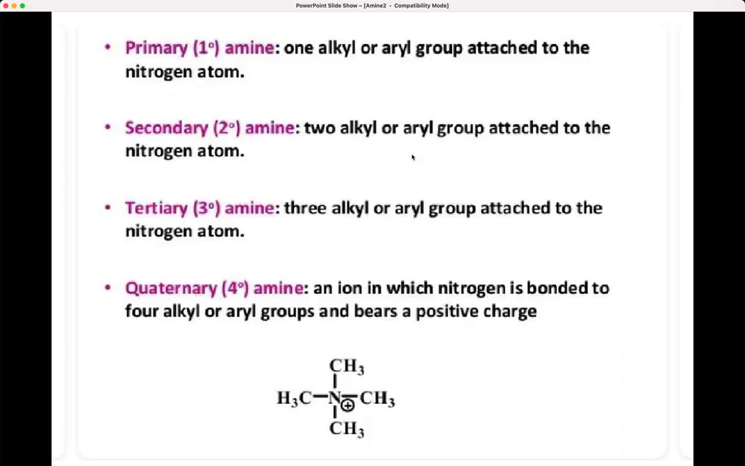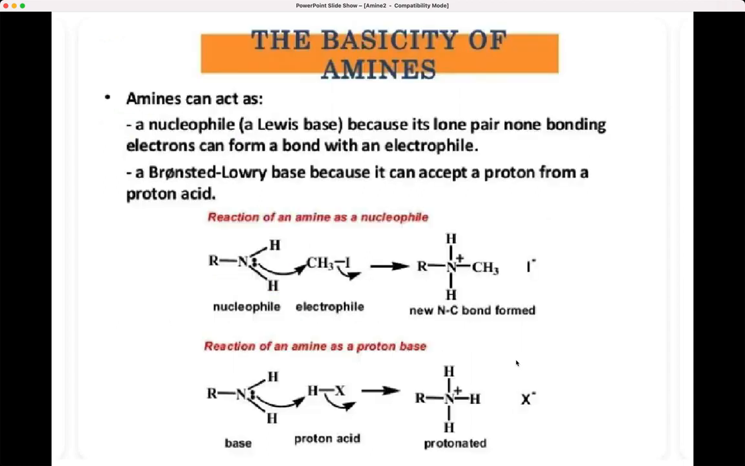Okay, next, primary amine: 1 alkyl or aryl group attached to the nitrogen atom. Secondary amine: 2 alkyl or aryl groups attached to the nitrogen atom. Tertiary: 3 alkyl or aryl groups. And quaternary is an ion in which nitrogen is bonded to 4 alkyl or aryl groups, and it bears a positive charge, with 4 methyl or alkyl groups attached. That is known as a quaternary amine.